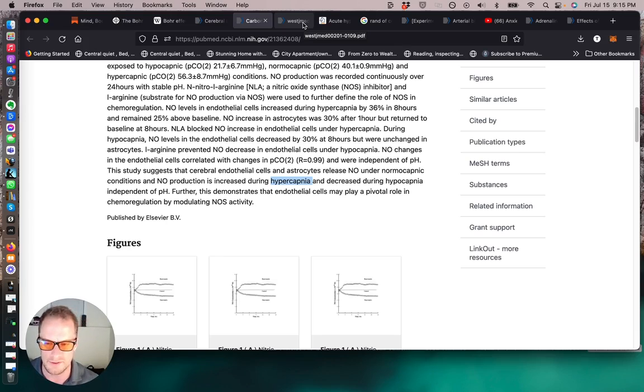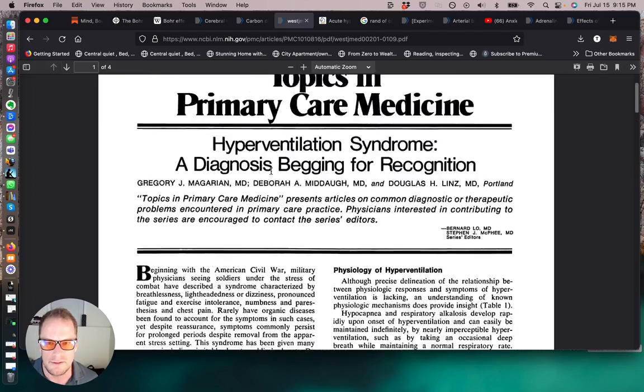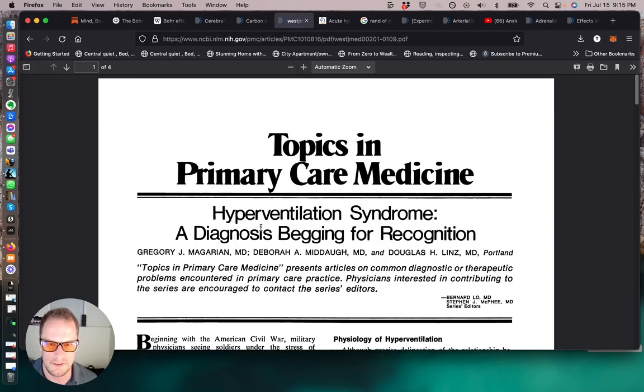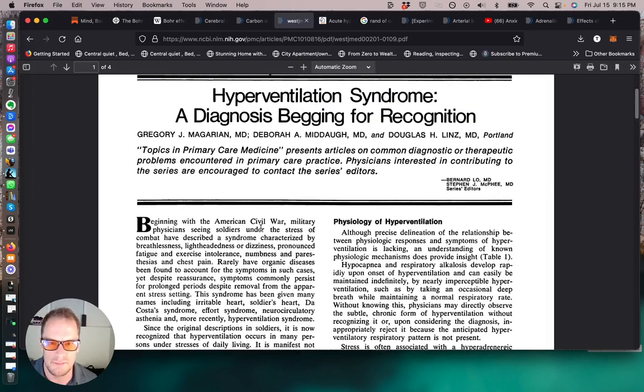So anywhere there's metabolic activity from oxidative metabolism, you're getting CO2. So if the cells are using their energy through some kind of activity, then they are putting off CO2, which is causing local vasodilation and recruiting oxygen to the scene. All right, so we looked at those curves, but we can look at this paper from, I think, the 80s, maybe 84, 85. What journal, I don't really know. But the title of this is Hyperventilation Syndrome, a Diagnosis Begging for Recognition.